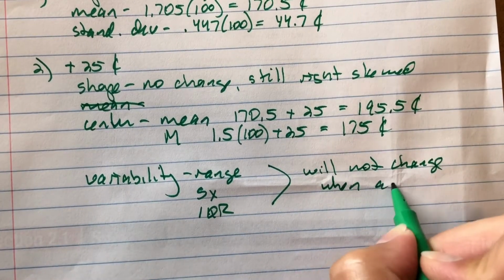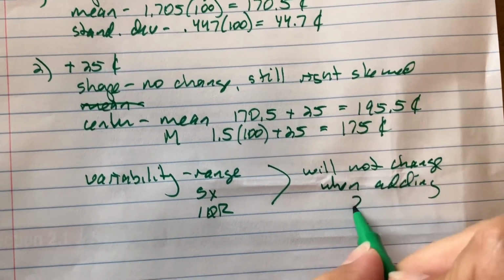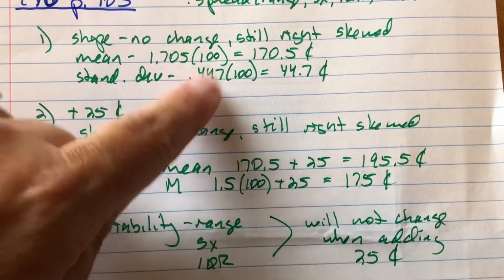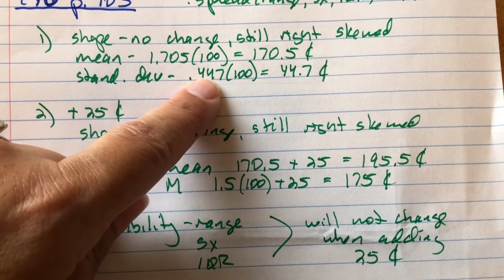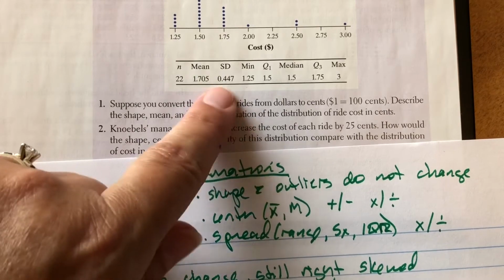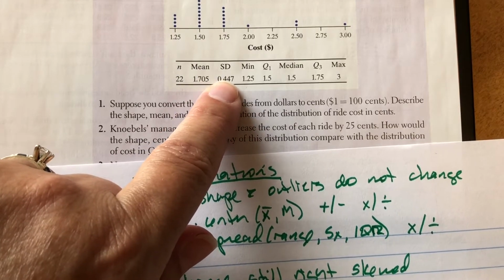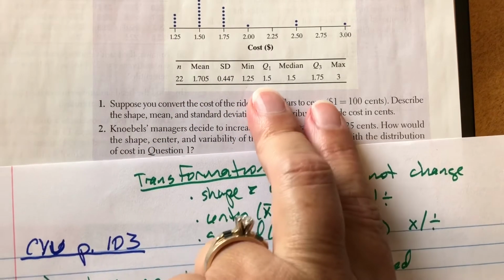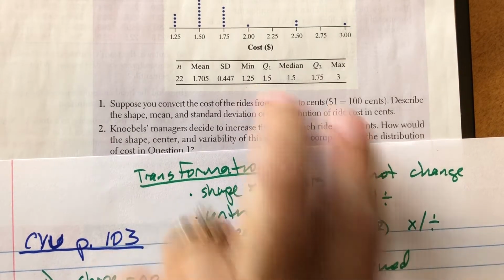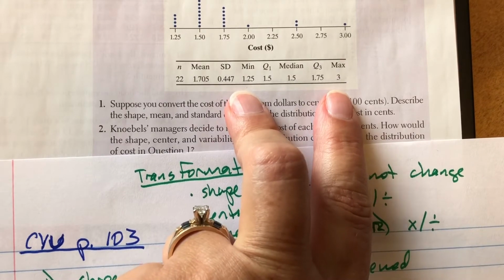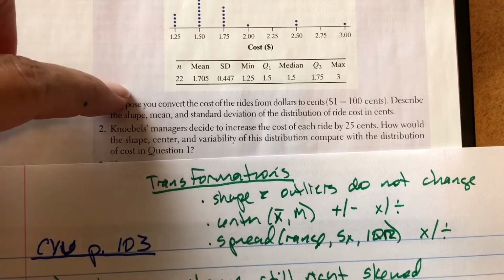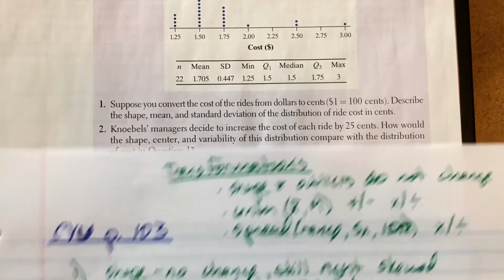When adding 25 cents, okay? Standard deviation and range and IQR will change by multiplying by 100, okay? So my standard deviation, when I multiplied by 100, is 44.7 cents. My IQR is what, 0.25, so 25 cents, okay? And then my range is what, $1.75, so 175 cents. So they will be impacted when I multiply by 100, but not when I add 25 cents. Okay?